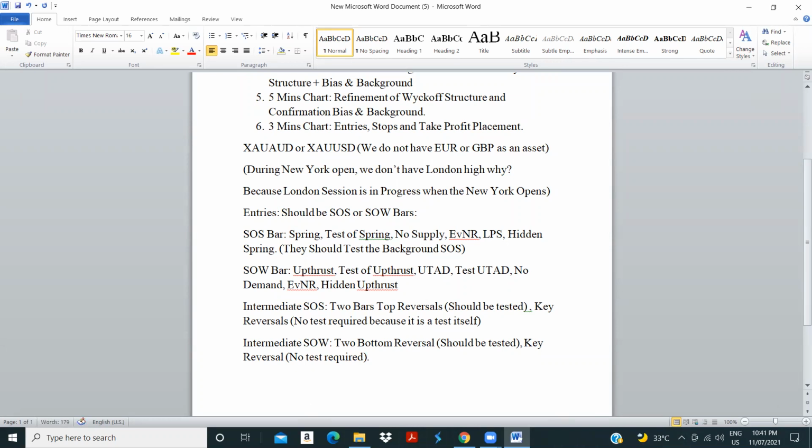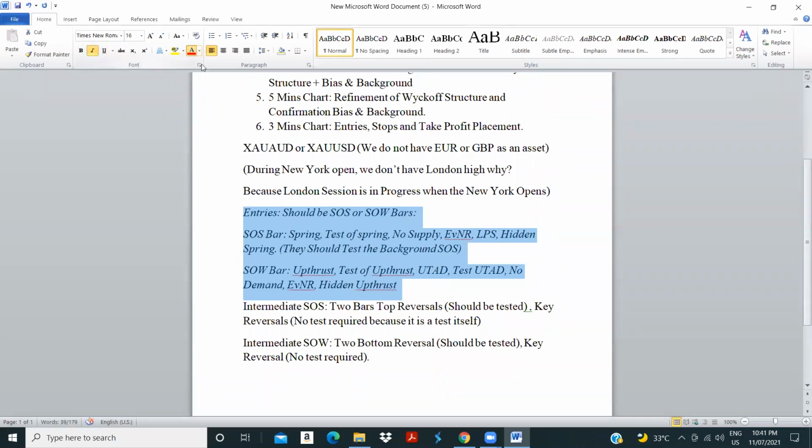Any confusion so far? So these are the entries. Remember that these are the entries. Intermediate bar depends. If it's a 2-bar top reversal, it should be tested. If it's a key reversal, no test is required. If it's a 2-bar bottom reversal, it should be tested. If it is a key reversal, no test required. Do you understand?